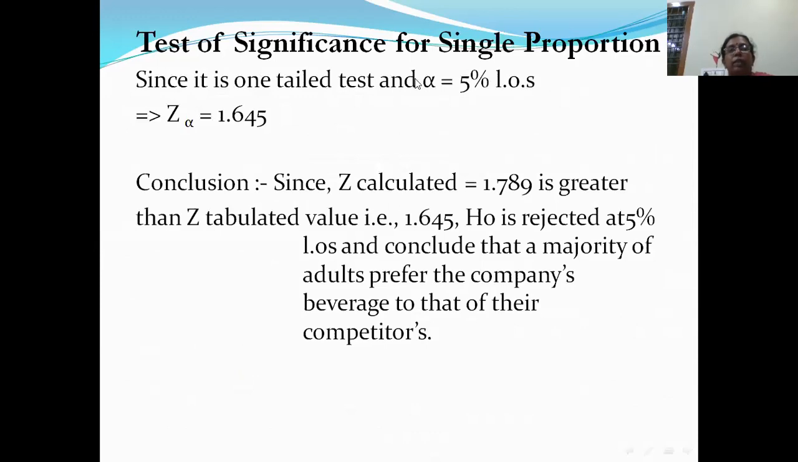Since it is a one-tailed test and alpha is the 5% level of significance, for one tail the table value Z alpha is 1.645. Now the conclusion: since Z calculated, which is 1.789, is greater than the Z table value of 1.645, we reject H naught at the 5% level of significance and conclude that the majority of adults prefer the company's beverage to that of their competitors' beverage. That means the soft drink maker's claim is true. His cool drinks are preferred more than his competitors' cool drinks.